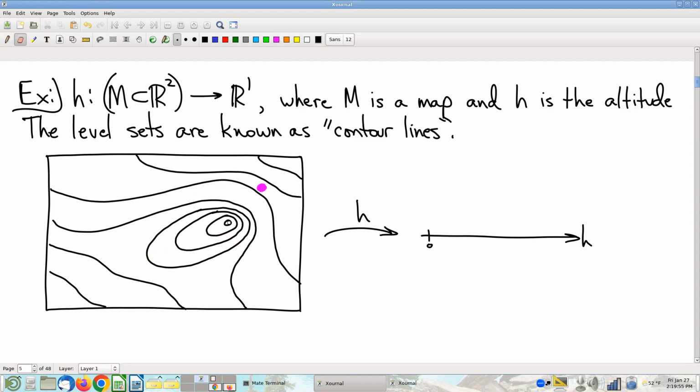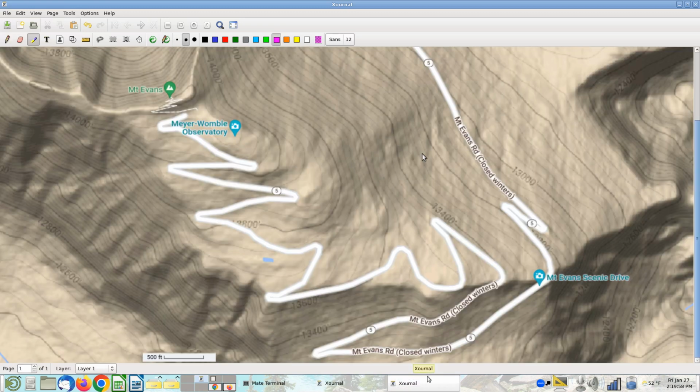Okay. Here's a real-world example of that. So this is a topographical map of a mountain in Colorado called Mount Evans, which, side note, just in case you're curious, my understanding is that it's the highest paved road in the continental U.S. The paved road goes up to 14,130 feet, and it's a trip. It's so high that your brain doesn't work right. It's very noticeable. It's extremely noticeable.